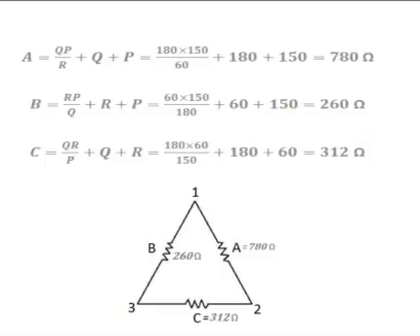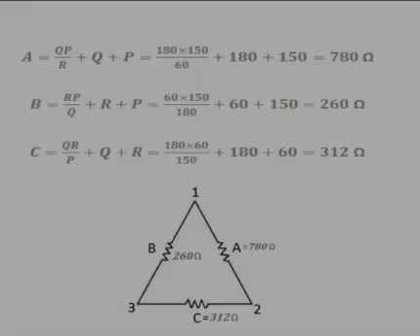Both star to delta conversion and delta to star conversion allow us to convert one type of circuit connection into another type in order for us to easily analyze the circuit. These conversion techniques can be used to good effect for either star or delta networks containing resistances or impedances. Thank you.